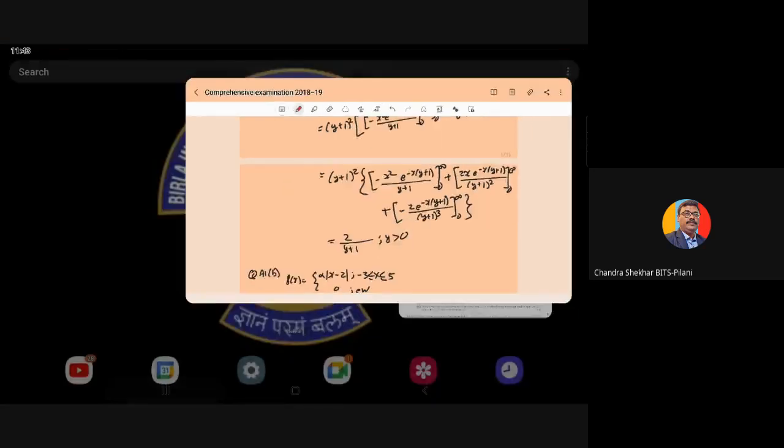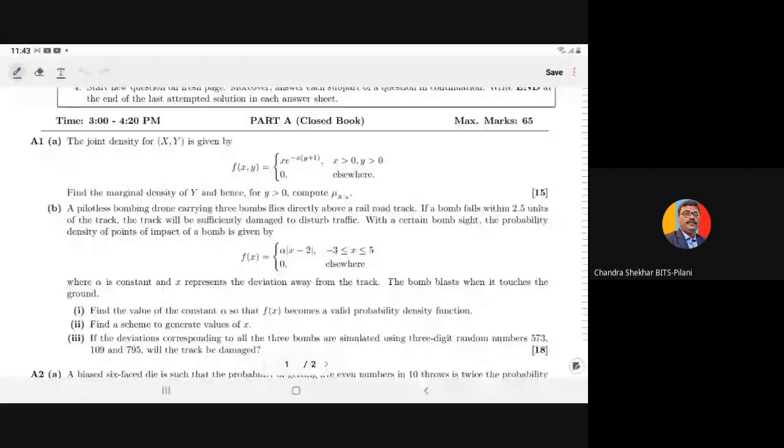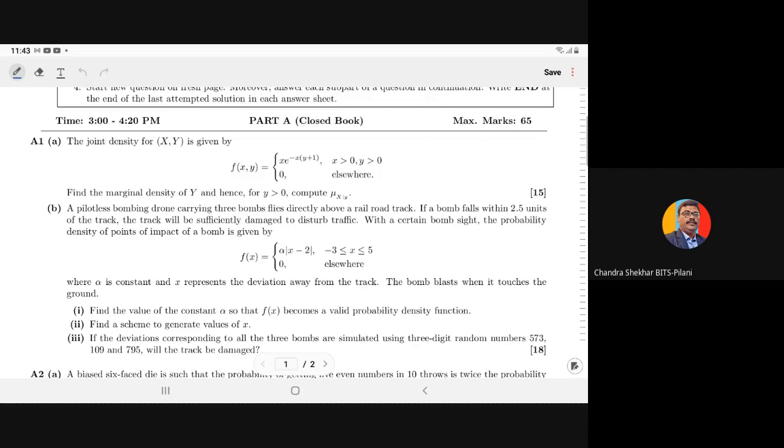Let us move to A1 part B. Here a pilotless bombing drone carrying 3 bombs flies directly above the railroad track. If a bomb falls within 2.5 units of the track, it will cause sufficient damage to disturb traffic.